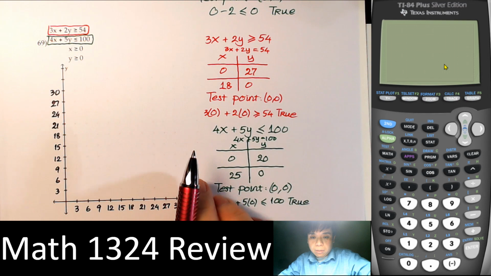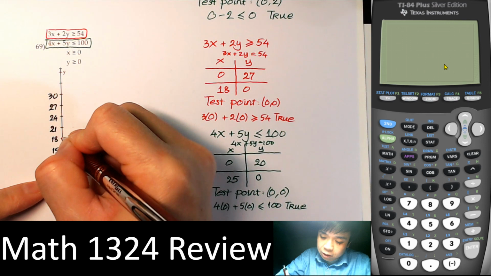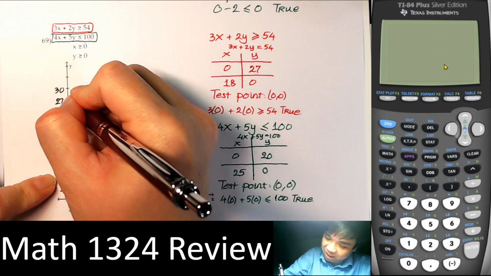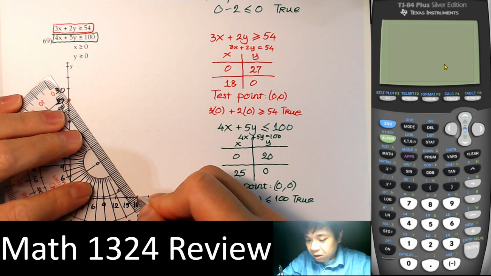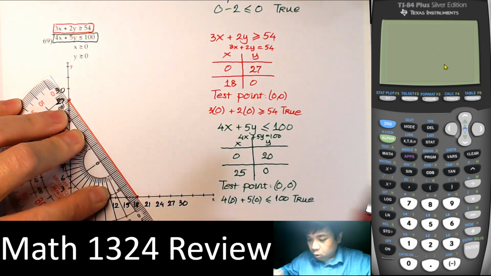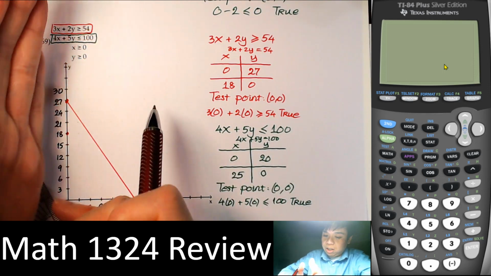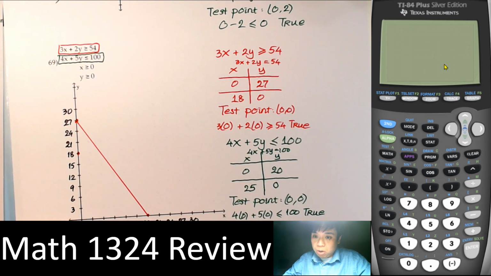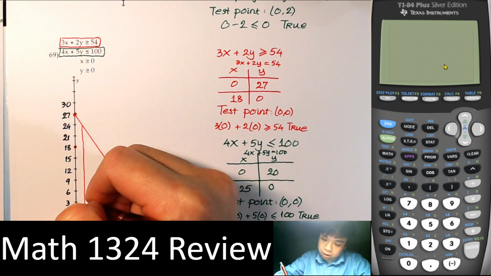Right. Here we have 0 and 27 above the point. Okay, here. And 18 and 0. And by the way, we have x greater than or equal to 0, y greater than or equal to 0. So that's why we only have this first quadrant here. And the point (0, 0) is true. So that means the (0, 0) belongs to the region, so that below this line.